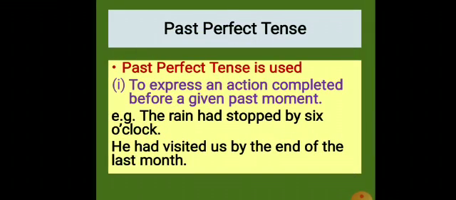Then comes past perfect tense. Now where do we use past perfect tense? First is to express an action completed before a given past moment. Means some action was being performed and it finished before the given moment, and that moment was also in past, as the rain had stopped by 6 o'clock, right? He had visited us by the end of the last month. So before the given time, and that too in the past, the action was completed.